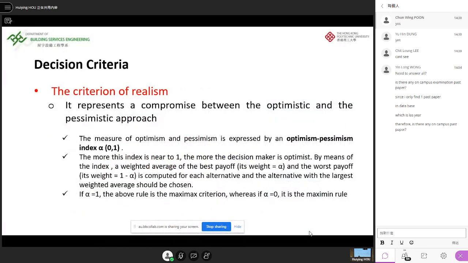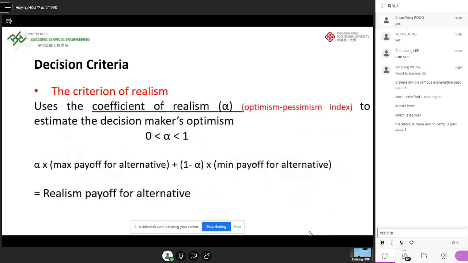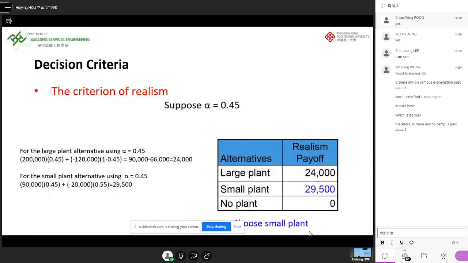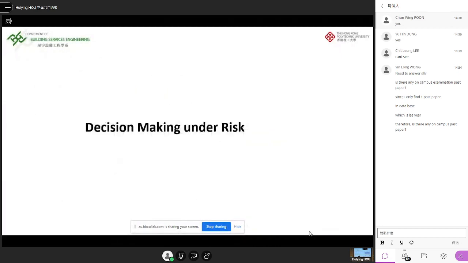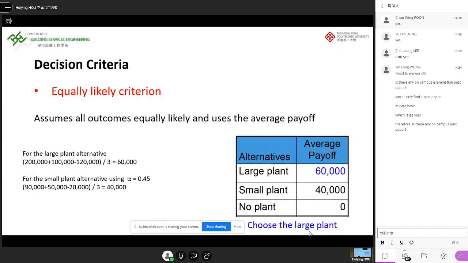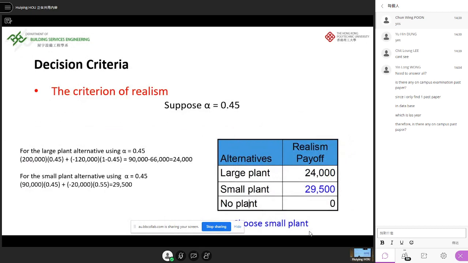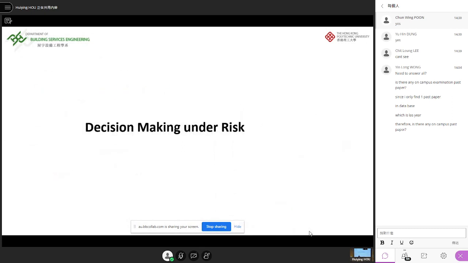Aside from the three approaches, we still have the criterion of realism and the equally likely criterion. You need to know them. The exam might not have a specific question asking you how to calculate them, but as a package, it's better for you to understand these five approaches to decision making under uncertainties.